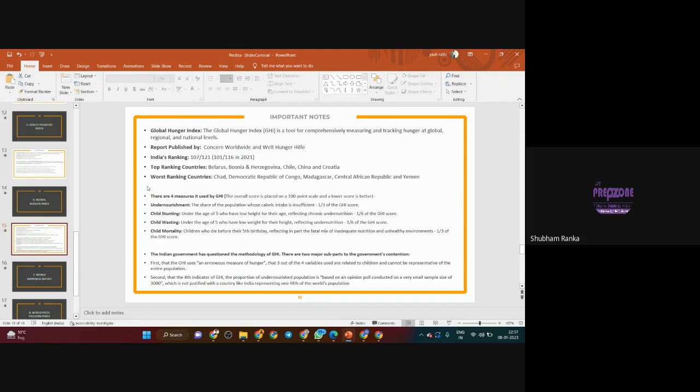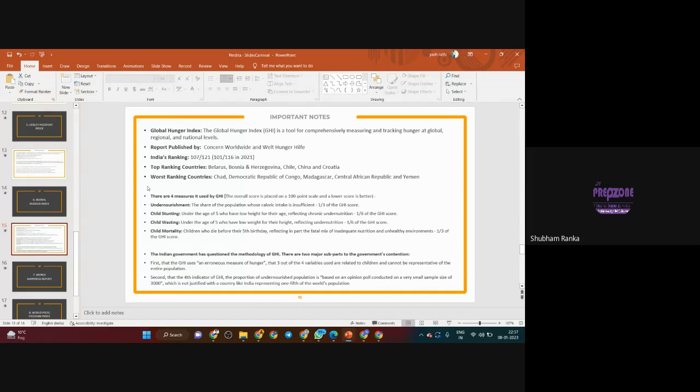Top ranking countries we see are Belarus, Bosnia and Herzegovina, Chile, China, Croatia. We see these countries at the top because, firstly, the population is small, the countries are small, and they don't face hunger issues because they are maybe more dominated by their farming capacities. The government is easily able to provide its people with food, and poverty ratings are also not very high in these countries. That is why you see these countries ranking very highly in these indexes.